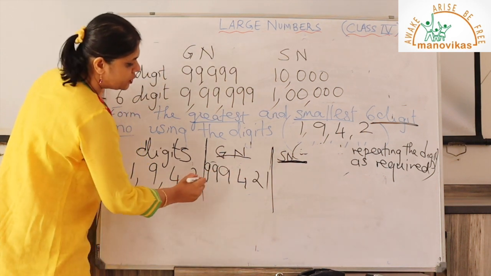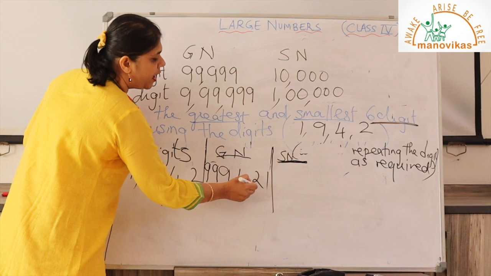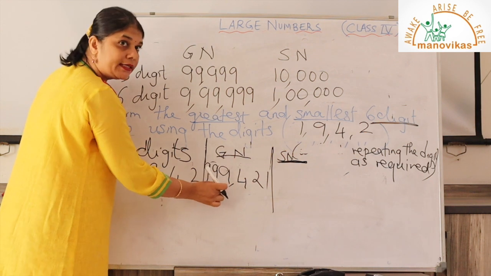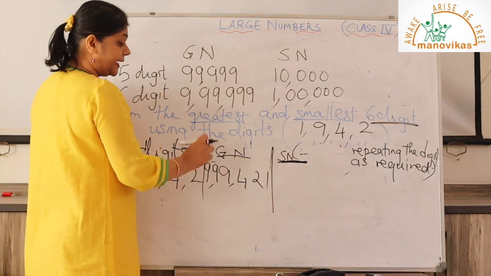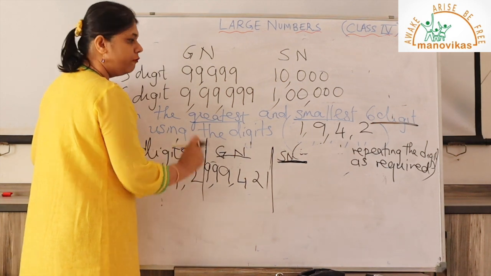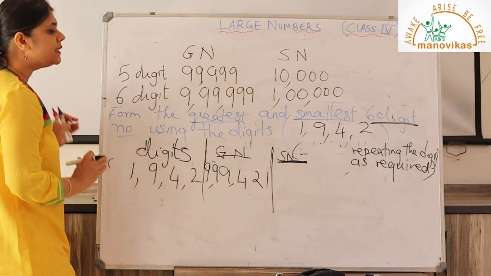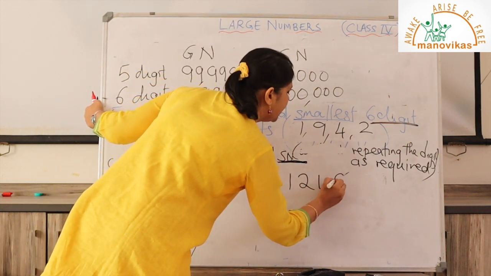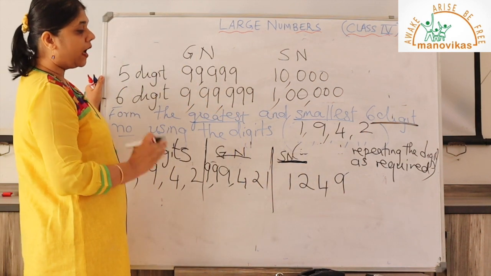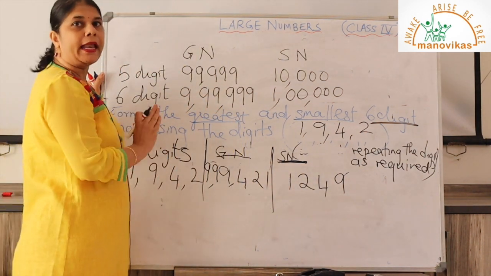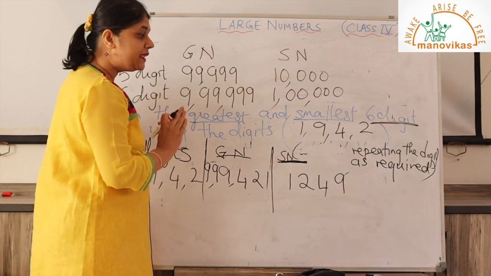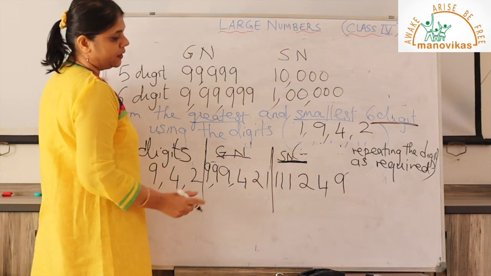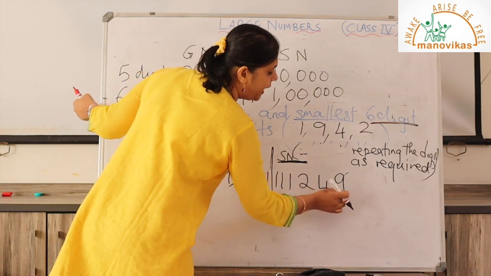2 times. So this will give 1, 2, 3, 4, 5, 6. Separate with commas. So 9,99,421 is the greatest 6-digit number formed. Now to form the smallest number, again write in the ascending order. Right? Now again there are only 4 digits and you need a 6-digit number. So now this time I will repeat the smallest number 2 more times. So 1, 2, 3, 4, 5, 6.